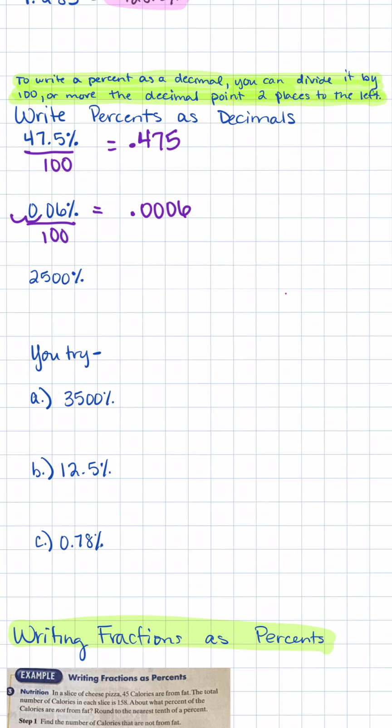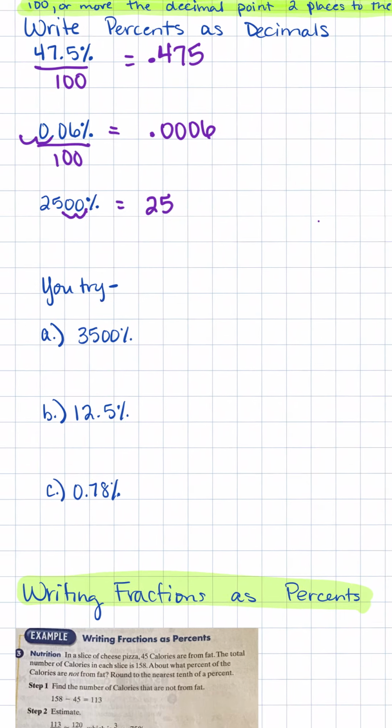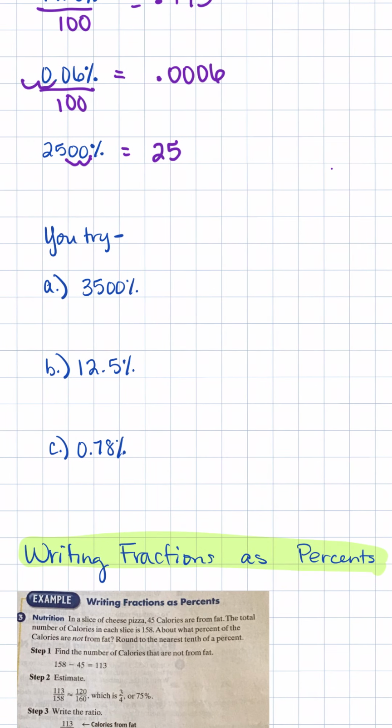And this last one, 2,500%, right? You don't have a decimal point in this one, so that means that it's over here. Move it 2 places to the left, or divide by 100, and that's going to equal 25. And you could put 25.0 if you wanted to, but you do not need to. Okay, so go ahead and try these next 3 on your own. Press pause, come back to me when you're done.